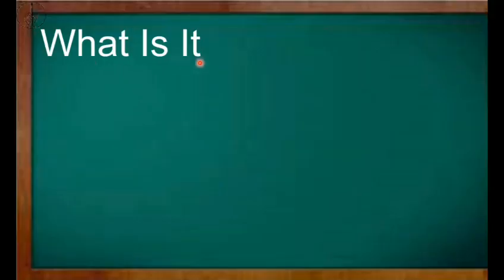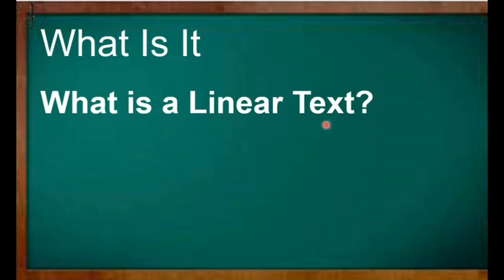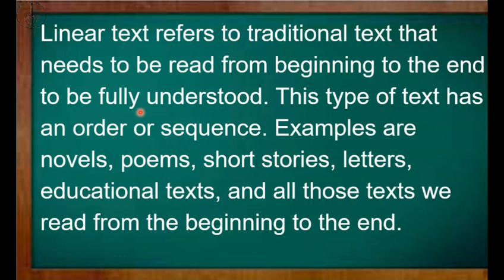Under what is it in your module? What is a linear text? Okay. Now, this is the suggested answer. Linear text refers to traditional text that needs to be read from beginning to end, fully understood. This type of text has an order or sequence.